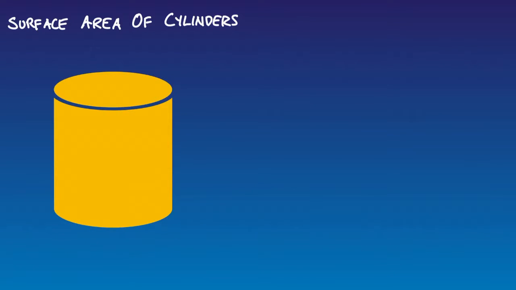Area of a cylinder. Now a cylinder, remember, it's a 3D shape. It's got a circle at the top and bottom, and it's a prism. So it's like a circular prism, but we call it a cylinder. Now they can be a couple of different types.